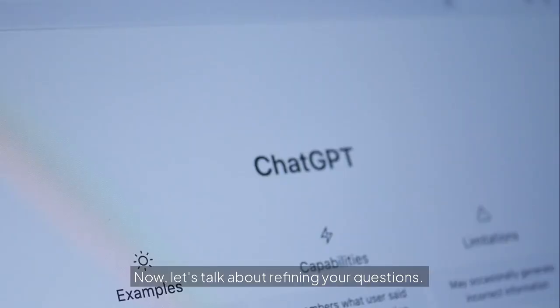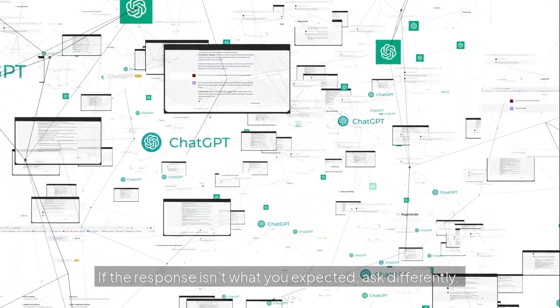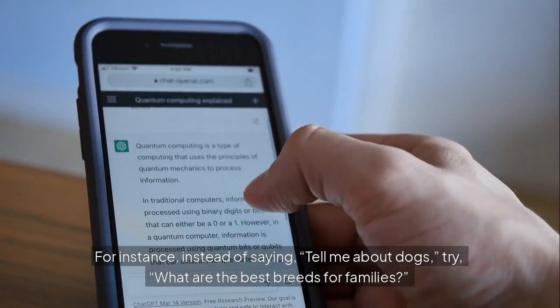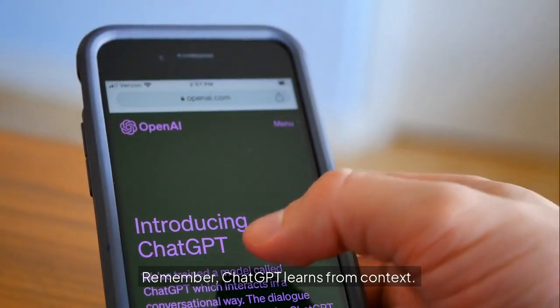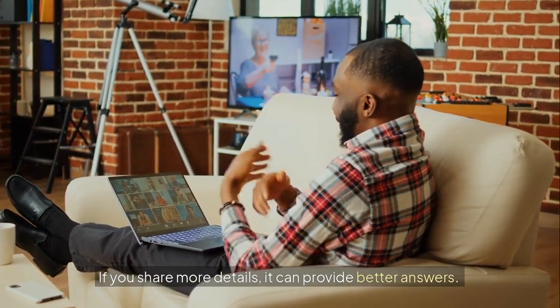Now, let's talk about refining your questions. If the response isn't what you expected, ask differently. For instance, instead of saying, "Tell me about dogs," try, "What are the best breeds for families?" This will yield more tailored responses. Remember, ChatGPT learns from context. If you share more details, it can provide better answers.